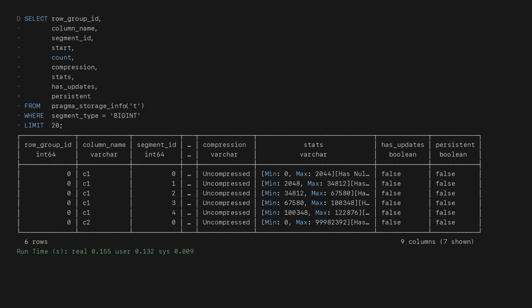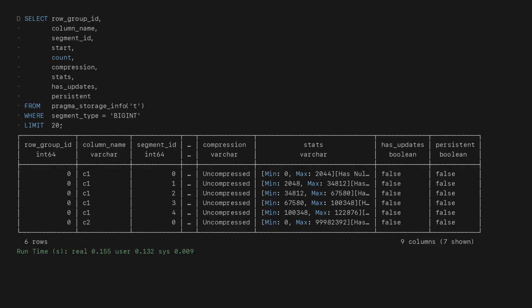Segment ID, there can be multiple segments per row group per column if the data is large. Start, the physical row ID where this segment begins. Count, how many rows are in this segment. Compression, uncompressed here. For our integer columns, DuckDB chose not to compress. Different column types and patterns trigger different compression strategies. And stats, that's the zone map.